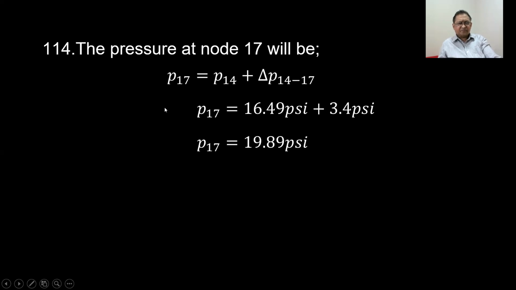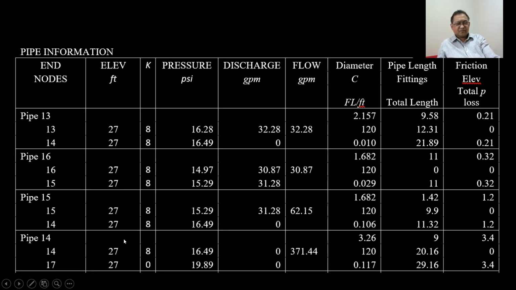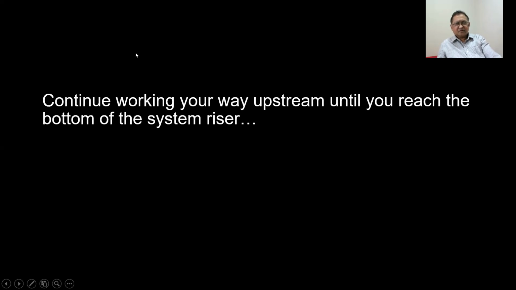So we can now solve the pressure at node number 17. What we will do is add the pressure drop between node 14 to node 17, which is 3.4, to the pressure at node 14. So 16.49 plus 3.4, the resulting pressure for P sub 17 will be 19.89 psi. We are adding this. Why? Because we are going upstream. And then we will tabulate the results. So we will continue working our way upstream until we reach the bottom of the system riser.